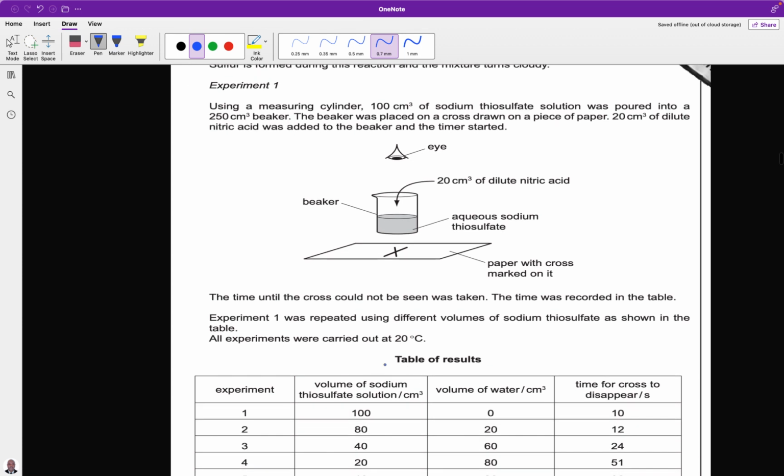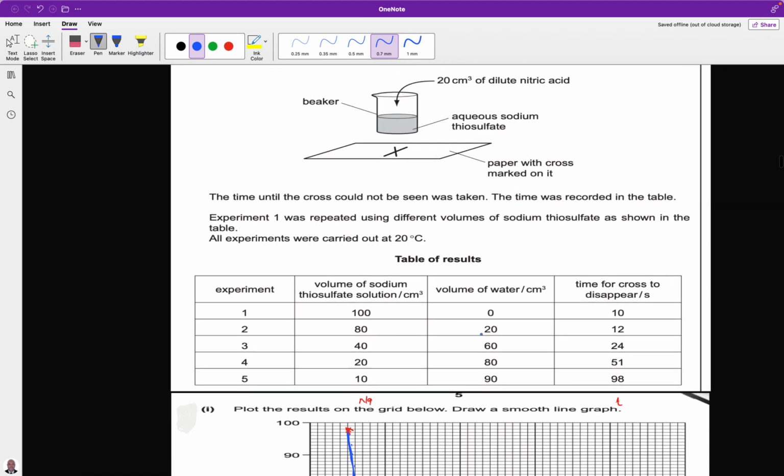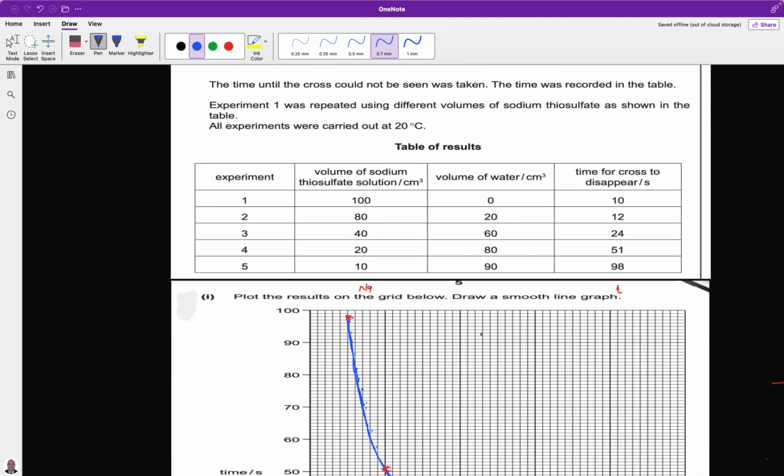That was done. The time until the cross could be seen was taken. The time was recorded in the table. Experiment 1 was repeated using different volumes of sodium thiosulfate, as shown in the table. All experiments were carried out at 20 degrees Celsius. This is the table of results. Experiments 1, 2, 3, 4 to 5. The volume of sodium thiosulfate was recorded, the volume of water that was added, and the time for the cross to disappear was taken in seconds.